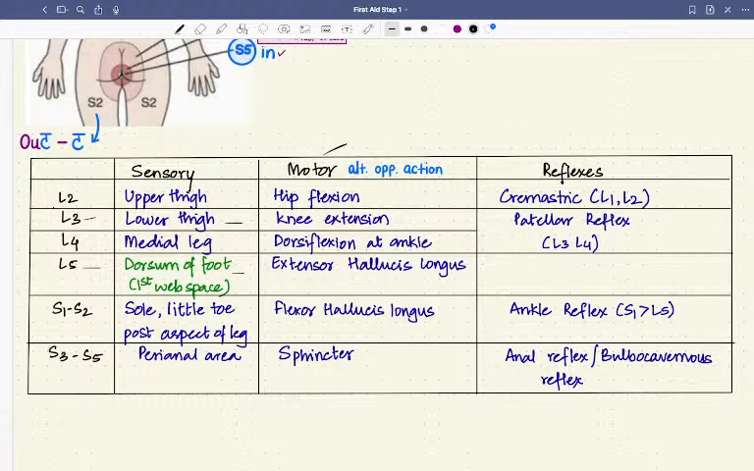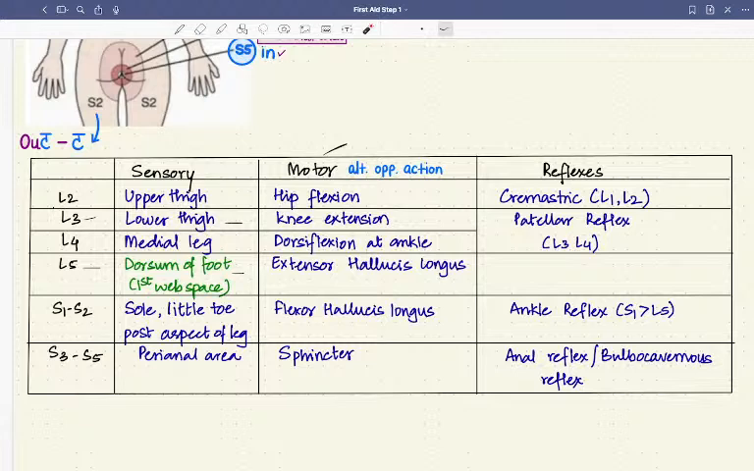So obviously upper thigh is always going to be hip flexion. And we had the cremasteric reflex. Cream laga, so L1, cream laga le. Something like that. And L1, L2. So L3 is knee extension, knee 3, that also you can say knee 3.